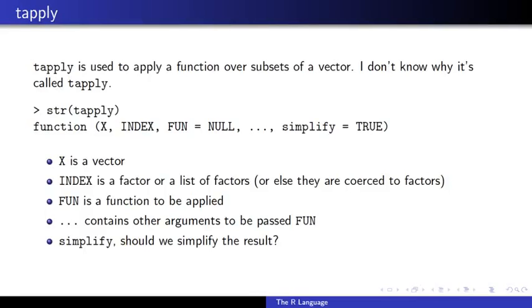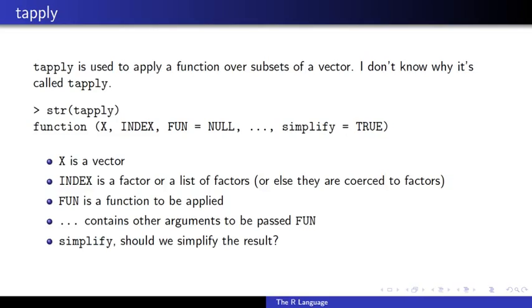tapply is a very useful function, and it's used to apply a function over subsets of a vector. So the idea is basically, imagine you have a vector, usually a numeric vector, and there are pieces of this vector that you want to calculate a summary statistic over. So you're going to have another object which identifies which element of your numeric vector belongs to which group. And for each group in the numeric vector, you're going to calculate a summary statistic like a mean or a standard deviation or whatever.